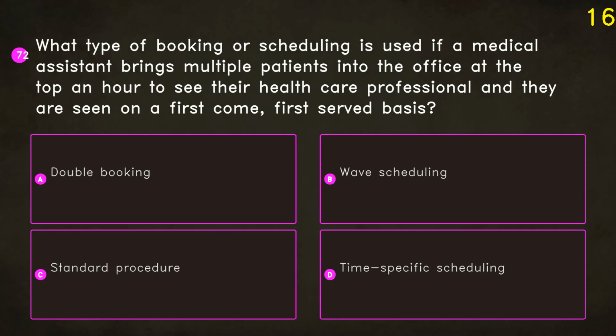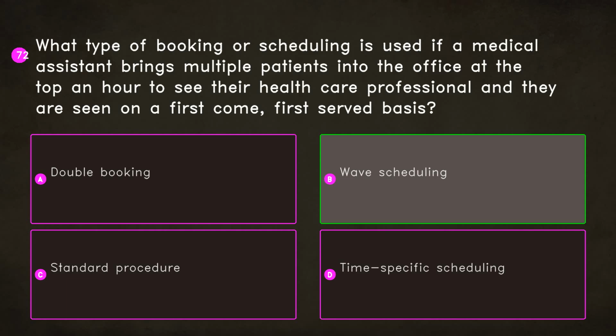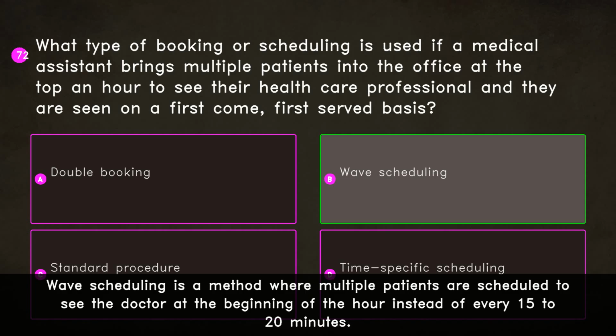Question 72. What type of booking or scheduling is used if a medical assistant brings multiple patients into the office at the top of an hour to see their healthcare professional and they are seen on a first-come, first-served basis? A. Double booking. B. Wave scheduling. C. Standard procedure. D. Time-specific scheduling. The correct answer is wave scheduling. Wave scheduling is a method where multiple patients are scheduled to see the doctor at the beginning of the hour instead of every 15 to 20 minutes.